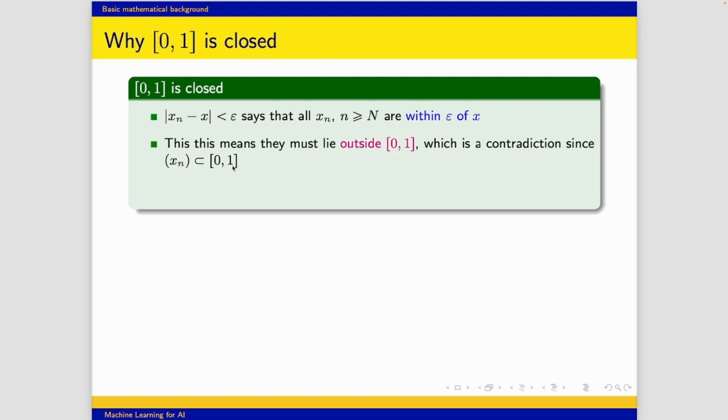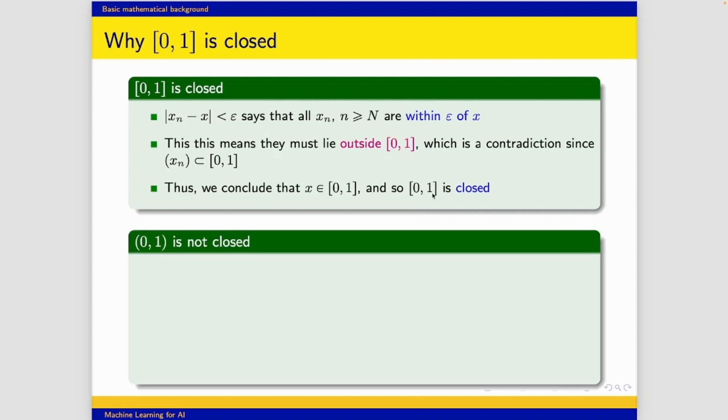So we've reached a contradiction, and that tells us that if we have a sequence whose values, all of the elements of this sequence, lie in the set, then its limit must lie in the interval 0 to 1. And so this interval, this set, is closed. So based on this, we can now also see why this other set cannot be closed.